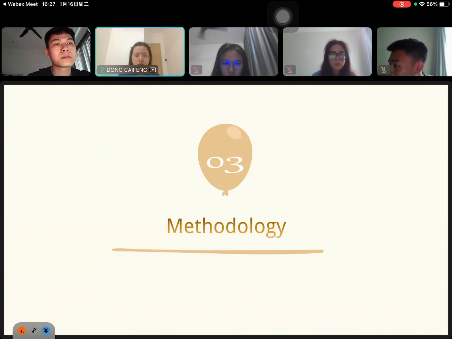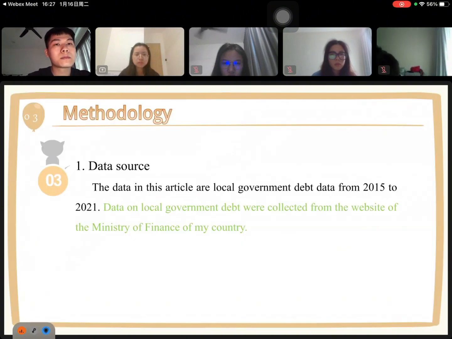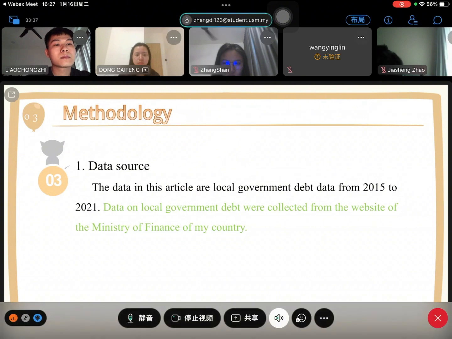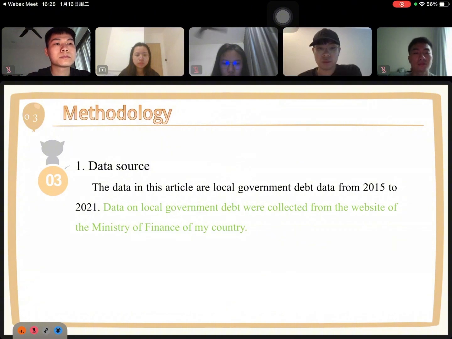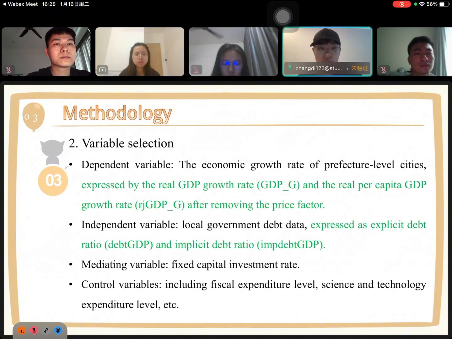The third part is methodology. The data in this article are local government data from 2015 to 2021. Dependent variable: the economic growth rate of prefecture-level cities. Independent variable: local government debt data. Determining variable: fixed capital investment rate.